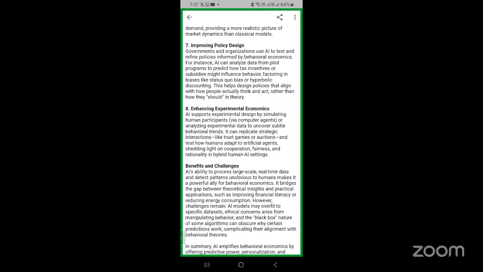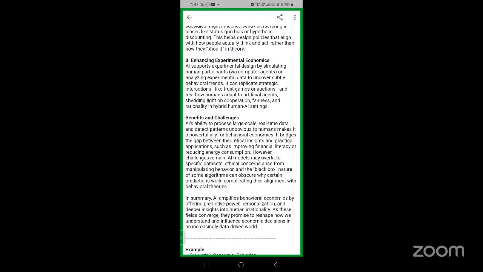Benefits and challenges. AI's ability to process large-scale, real-time data and detect patterns not obvious to humans makes it a powerful ally for behavioral economics. It bridges the gap between theoretical insight and practical application, such as improving financial literacy or reducing energy consumption. However, challenges remain. AI models may overfit to specific data sets. Ethical concerns arise from manipulating behavior, and the black box nature of some algorithms can obscure why certain predictions work, complicating their alignment with behavioral theories.